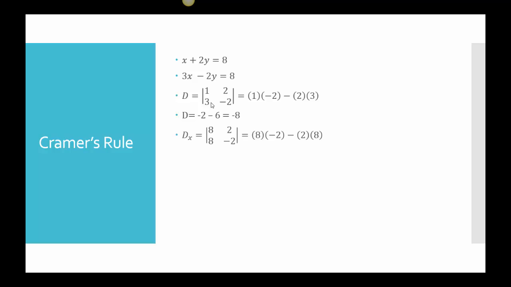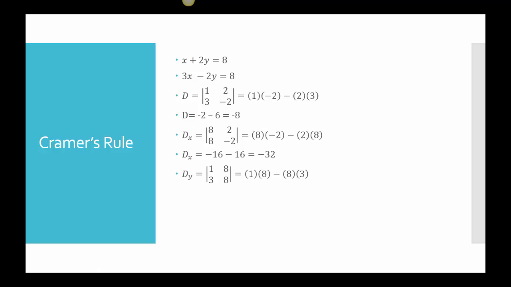Now we want to do d sub x. So what's happening? Instead of having these coefficients that came from the x's, I'm going to replace them with these numbers here. So 8 and 8. So x gone, 8 and 8 comes in, and I do this new determinant. So 8 times negative 2 minus 2 times 8. Once again, I simplify. So this says I have negative 16 minus 16, which is negative 32.